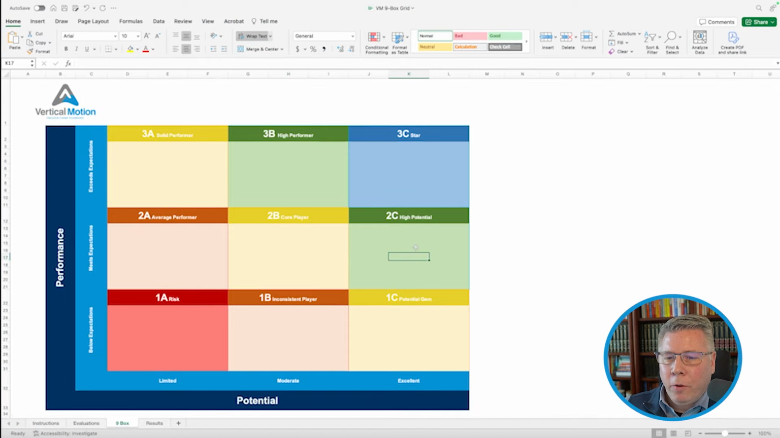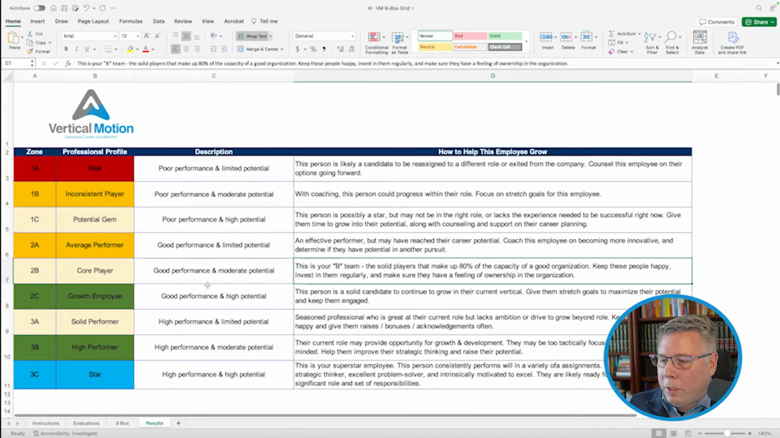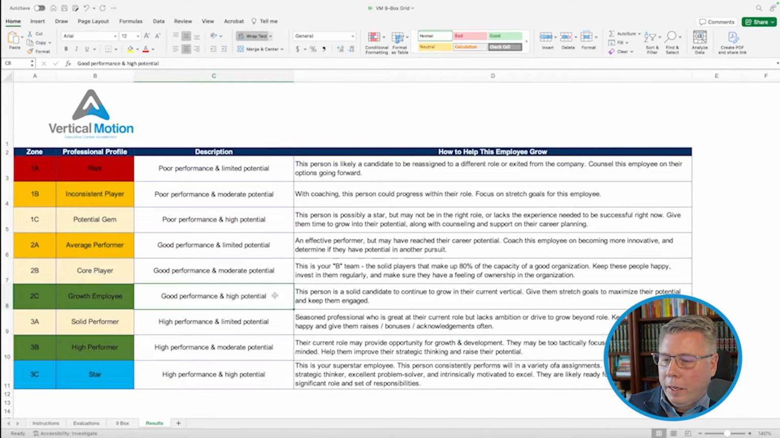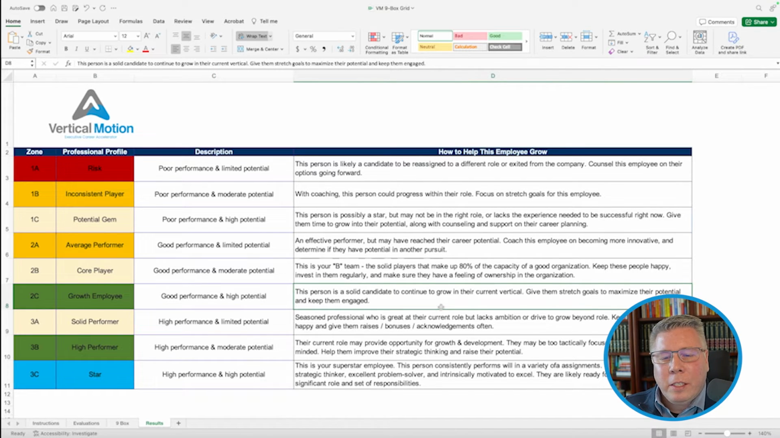And then one box over, someone that's a moderate or they meet performance expectations, but they have high potential. Well, this person is a growth employee. And so this person, good performance, high potential, this is someone that's a candidate to grow in their current vertical. So they are definitely doing great at what they do, but you can see they have a higher lift, right? So this is someone who is good at account management. You could see them growing into business development or sales management or sales operations or something like that, right? So you can see how you can move someone up.